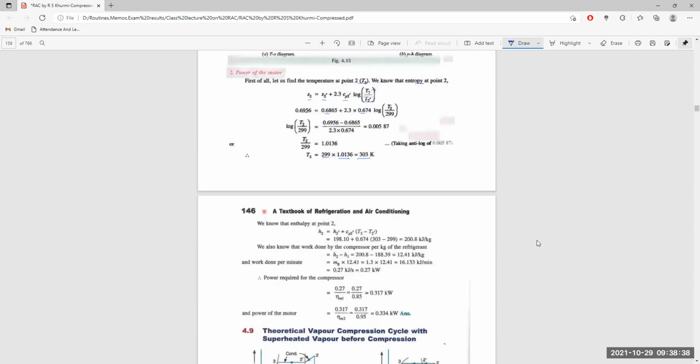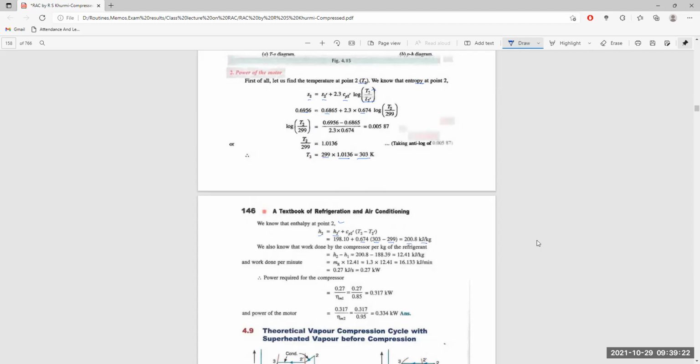Next, as we now know the temperature at the point 2, we can calculate the enthalpy at the point 2, given by H2, which is equal to the enthalpy at the point 2 dash plus the specific heat of the vapor refrigerant at the point 2 dash, which is given as 0.674, multiplied by the temperature of the superheated vapor minus the temperature on the dry saturated line. The superheated temperature is 303 and the temperature at the dry saturated line is 299. This gives 200.8 kilojoule per kg.